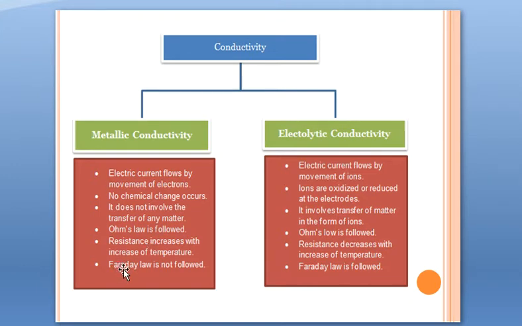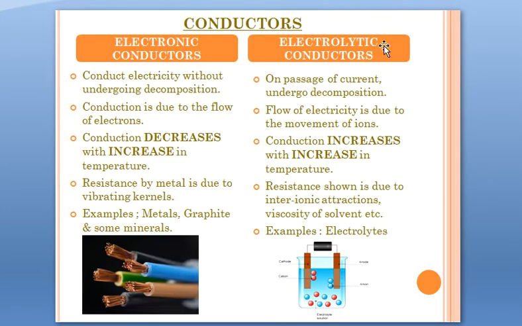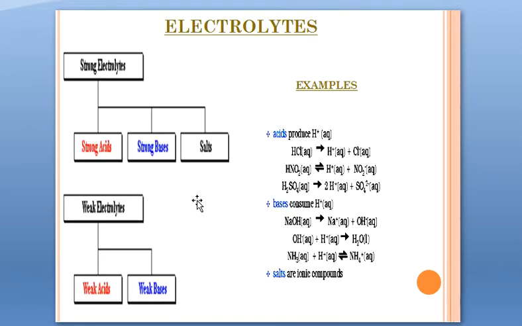Okay, again one more important point. Faraday's law is not followed here. In metallic conductivity, Faraday's law is not followed. Faraday's law you did yesterday, which is a quantitative relationship between W and Q, amount of electricity passed and the amount of substance deposited on the electrode. The law is not followed in this case, whereas in electrolytic conductivity, Faraday's laws are followed. Right? Now, since we have to do electrolytic conductors mainly, our main concern is electrolytic conductivity, and it is shown by electrolytes. Our next point of discussion is electrolytes होते क्या है.